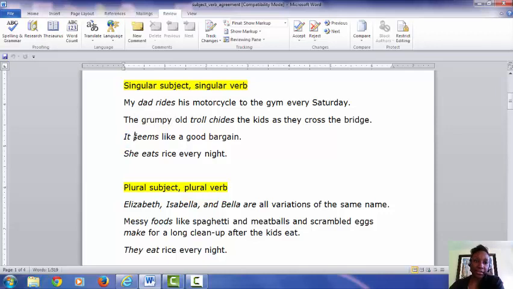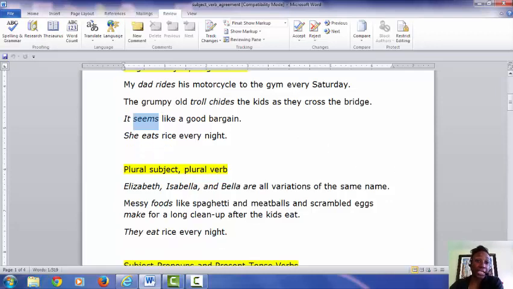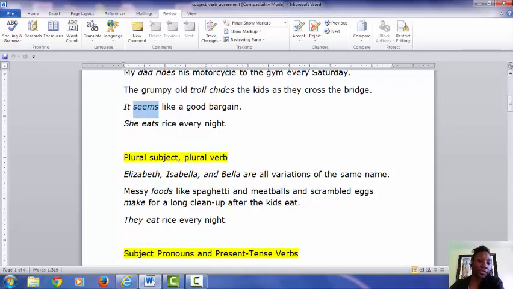What is the verb? What is the subject doing? Seems, which is not an action verb. That's what the subject is doing. That's the verb. Seems is the verb, but it's not an action verb. She eats rice every night. She's the subject. Eats is the verb.